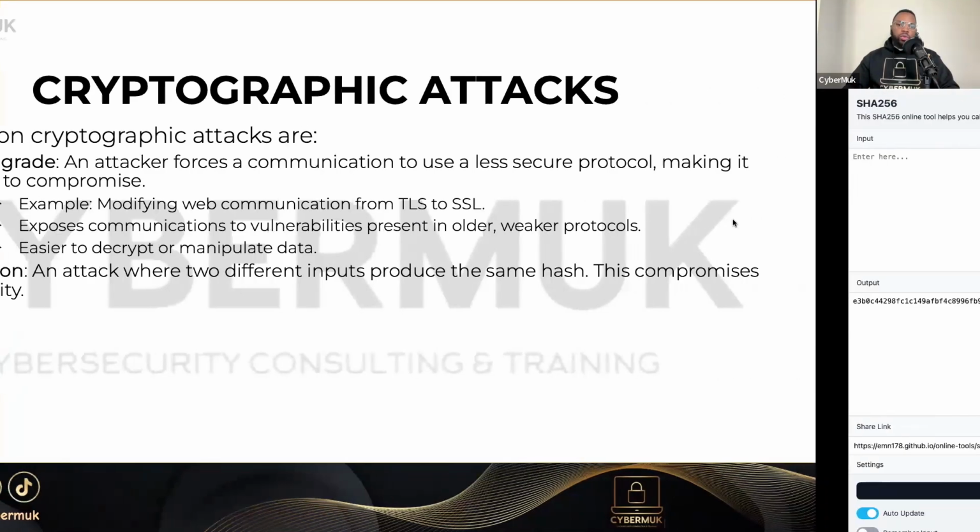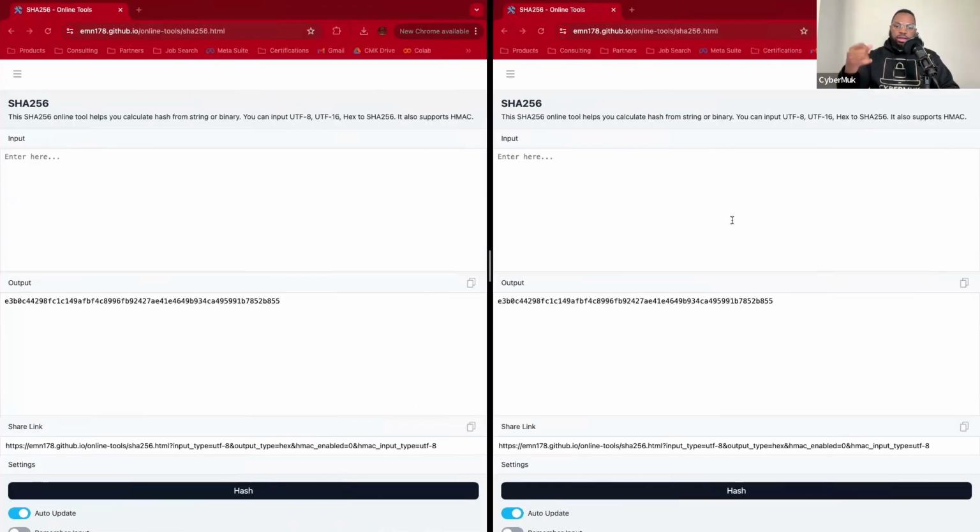For example, we said previously that hashing is a technique used to store passwords, and any two identical inputs will have the same hash. So imagine that my password is Kevin123, like this, with an exclamation point. If you take a look at the hash here, and then another password here has Kevin123, normally it should give the same hash, and it does.